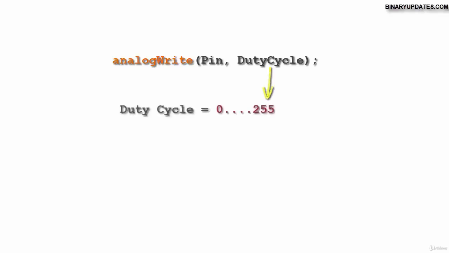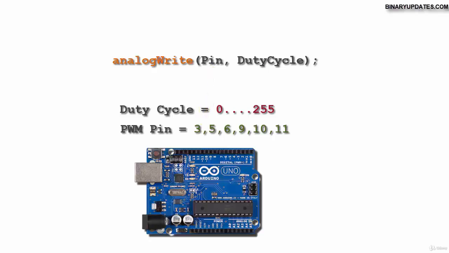The duty cycle is a value between 0 and 255 because the PWM feature in Arduino is 8-bit. So 2 raised to 8 is 256, which gives a range from 0 to 255. And about pins, Arduino has PWM pins: pin number 3, 5, 6, 9, 10, 11. These are the Arduino pins which support a special feature called PWM.